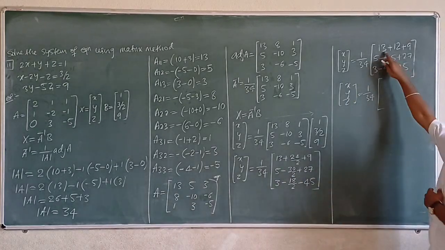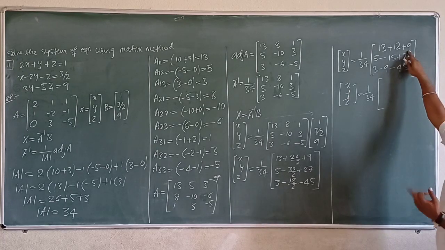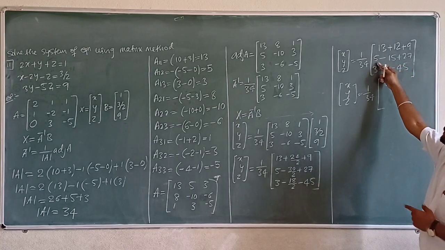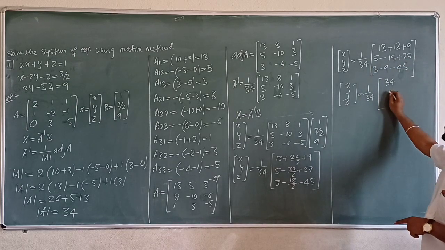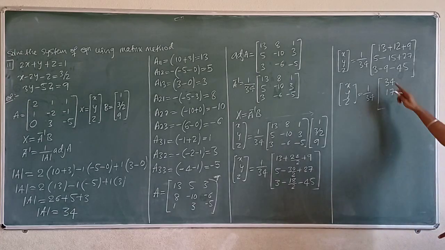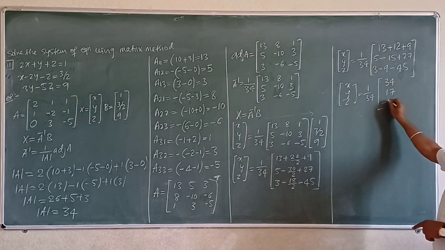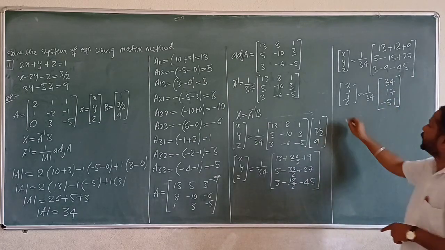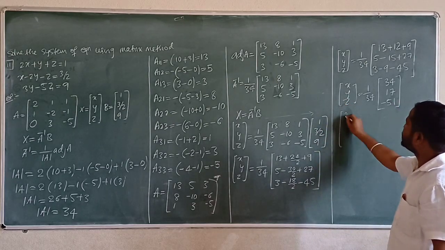Take 13 plus 12 plus 9, the answer is 34. Next one, 15 minus 10, that is minus 10, plus 27, that is 17. Next one, 3 minus 9 minus 45, the answer is minus 51. Okay, that is the determinant of the matrix. X, Y, Z as it is into now.